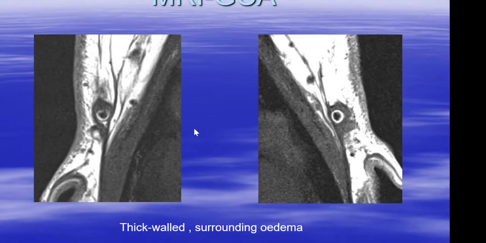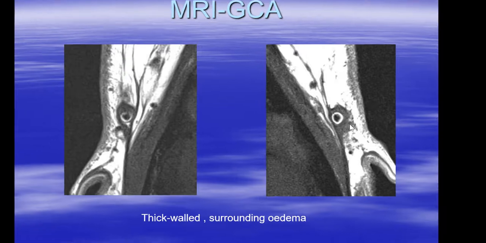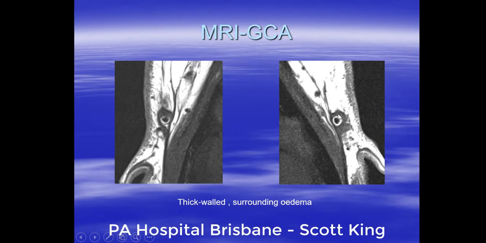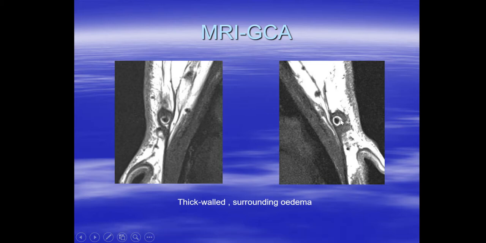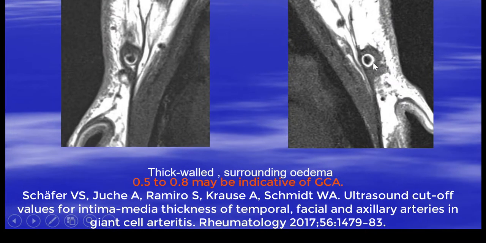This is an abnormal vessel with temporal arteritis, and you can see all of this here is edema around the vessel. This is actually what you'll see on the ultrasound, which is the classic halo appearance, where you've got the really thick wall like this.